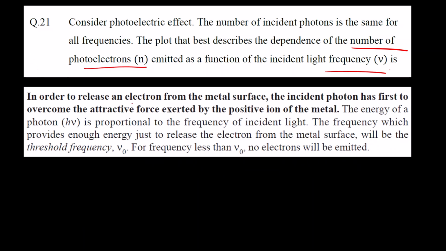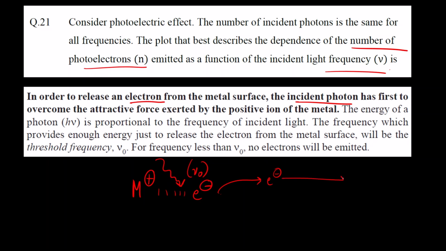In order to release the electron from the metal surface, the incident photon has to first overcome the attractive force between the positive ions of the metal. There is an electrostatic force between the positively charged metal ion and the negatively charged electron. So you have to make incident a minimum energy, with frequency nu naught, such that this force is lost or reduced, and only then will the electrons be removed. We have to overcome this electrostatic force of attraction.